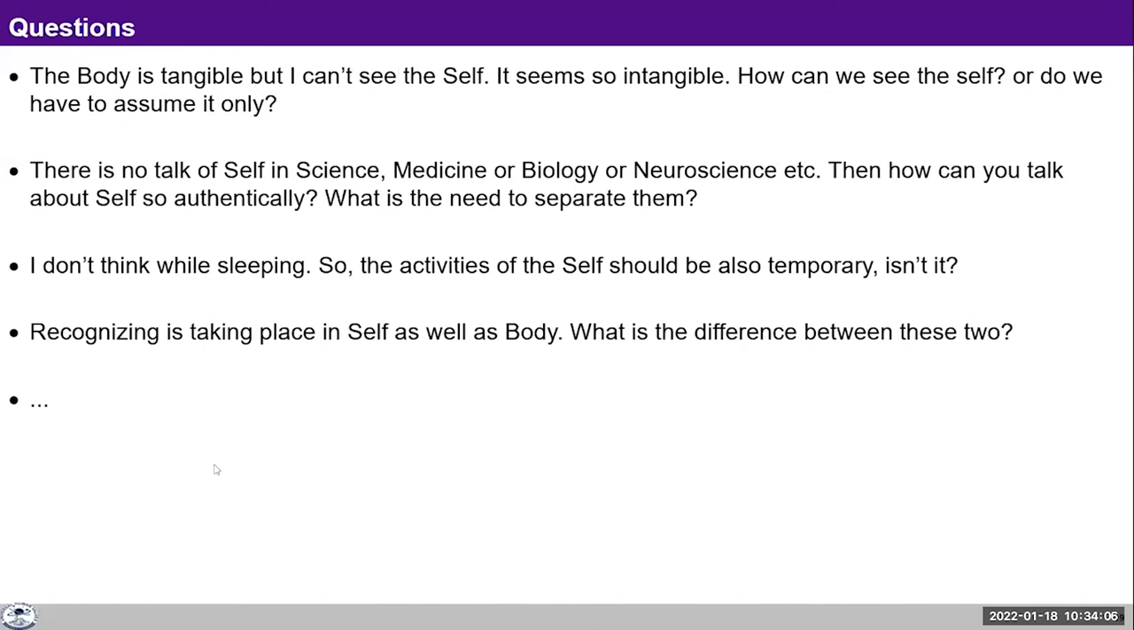So, the body is tangible, but I can't see the self. It seems so intangible to me. How can we see the self, or do we have to assume it only? Okay, let me ask Geeta ma'am, what do you say?